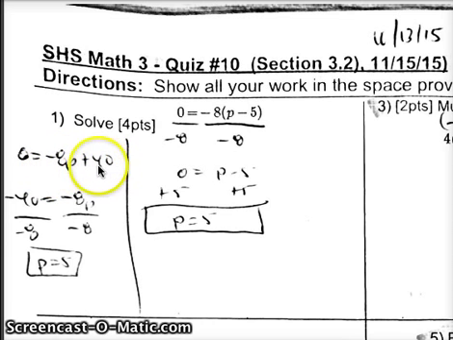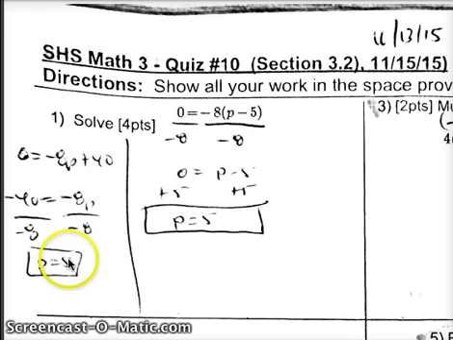Here I'm just going to subtract 40 from both sides. I'll get negative 40 equals negative 8p. And then you can divide both sides by negative 8. These will cancel. Negative divided by negative is a positive. 40 divided by 8 is 5. p equals 5.